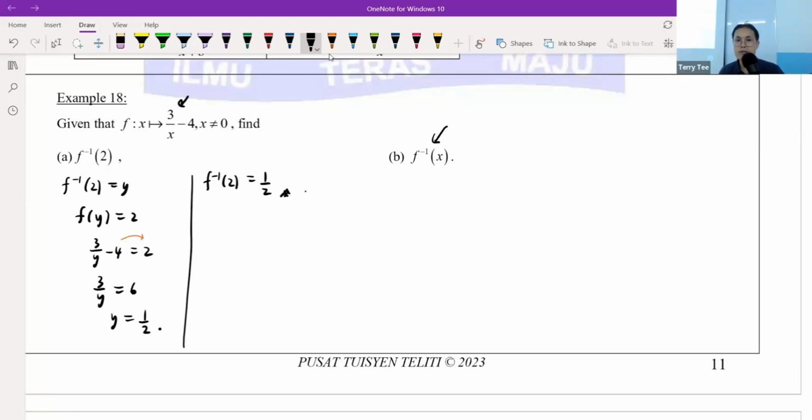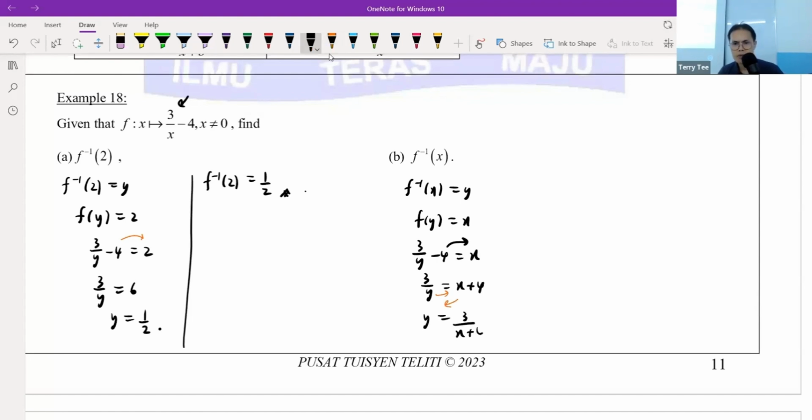Okay, next. What is your f inverse x? Same thing. I'm letting this be y. I say f(y) is now x. 3 over y minus 4 is now x. Bring it over. 3 over y is now x plus 4. Bring the y up, bring the x plus 4 down. y is now 3 over x plus 4. And what's your y? Your y is your f inverse x. There you go, that's your answer. We write x cannot be negative 4.